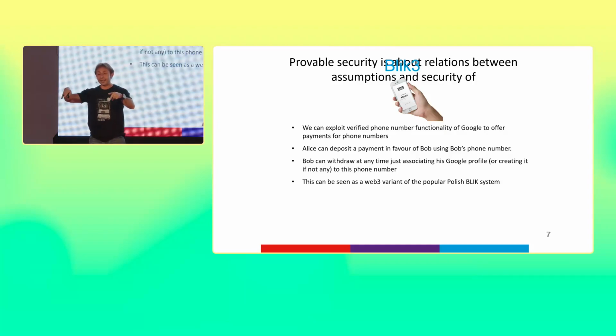Then he can go to the legal identity network to get the token for his phone number, and so can withdraw. And actually after withdrawal, he could even unlink his Gmail account from his phone number. This can be seen as a Web3 variant of a system that is now popular in Poland, called Blik.